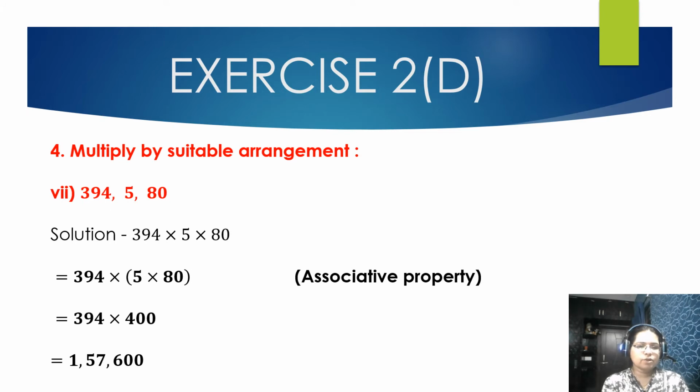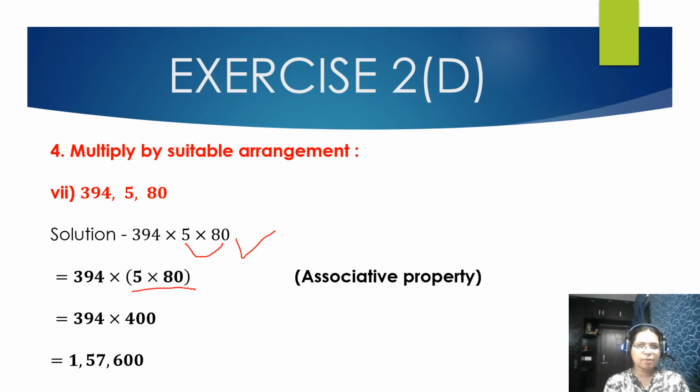Now we multiply the numbers in 7th bit: 394, 5 and 80. Now multiply 394 multiplied by 5 multiplied by 80. If we multiply 5 with 80 we get 400. 5 multiplied by 80 is inside the bracket, and this is the associative property of multiplication of whole numbers.